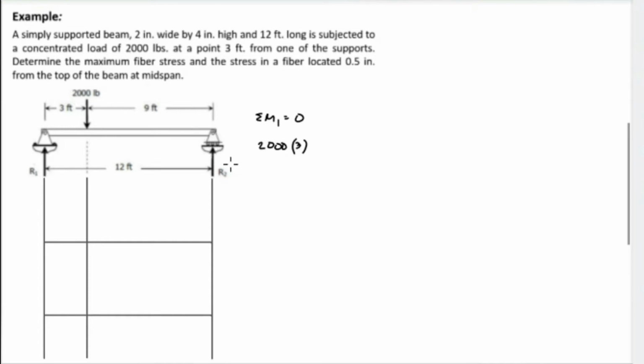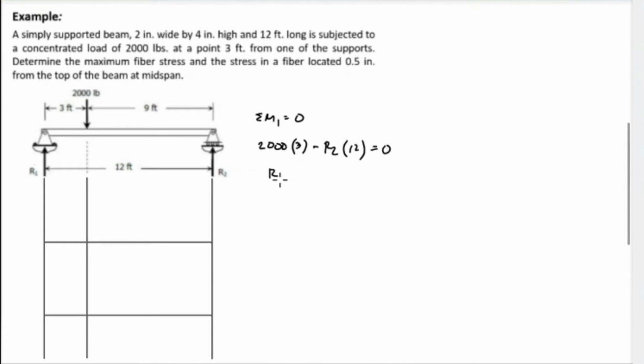Another, we have reaction 2. We presume the direction of reaction 2 is upward, so we have a counterclockwise direction about point 1. So we have negative R2, and the distance from point 2 to point 1 is 12 feet, and equate that to 0.